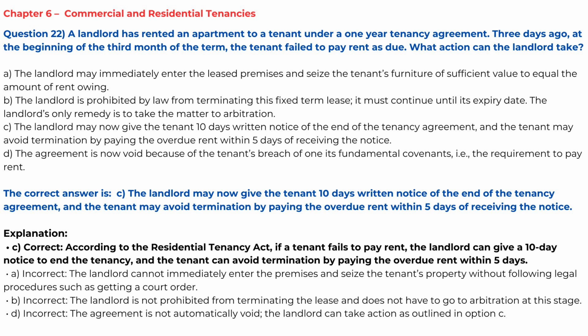Explanation. C. Correct. According to the Residential Tenancy Act, if a tenant fails to pay rent, the landlord can give a 10-day notice to end the tenancy, and the tenant can avoid termination by paying the overdue rent within 5 days. A. Incorrect. The landlord cannot immediately enter the premises and seize the tenant's property without following legal procedures, such as getting a court order. B. Incorrect. The landlord is not prohibited from terminating the lease and does not have to go to arbitration at this stage. D. Incorrect. The agreement is not automatically void. The landlord can take action as outlined in option C.